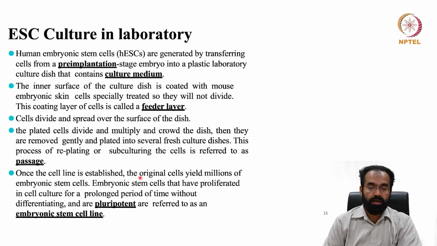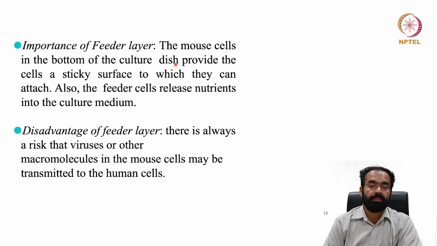Once the cell line is established, the original cells yield millions of embryonic stem cells that have proliferated in culture for a prolonged period of time without differentiating, and they are still pluripotent. They are often referred to as an embryonic stem cell line. It's a cell line. So, importance of the feeder layer: the mouse cells at the bottom of the culture dish provide the cells a sticky surface to which they can attach, and the feeder cells also release nutrients into the culture media. Disadvantages of the feeder layer: there is always a risk of viruses and other macromolecules in the mouse cells that may be transmitted into human cells, and in future it can get into humans.